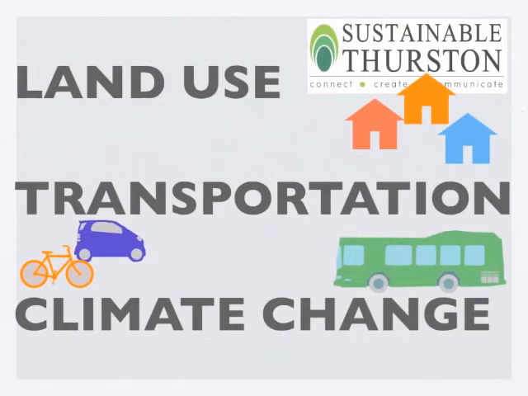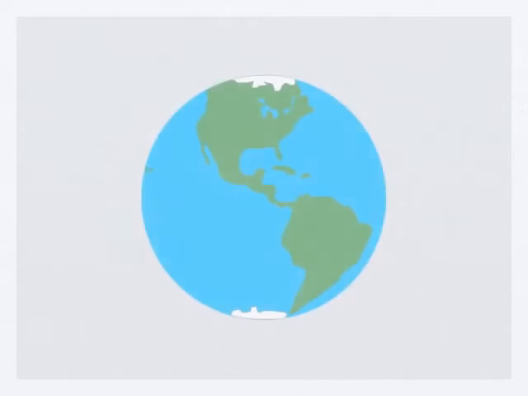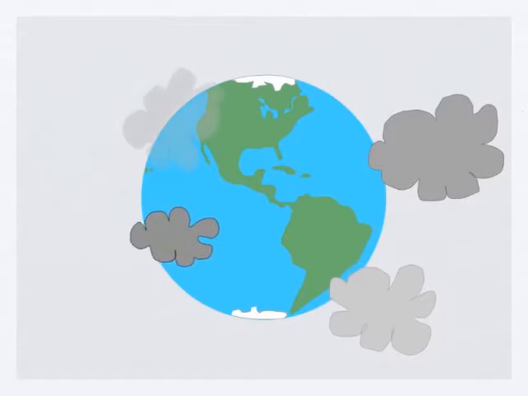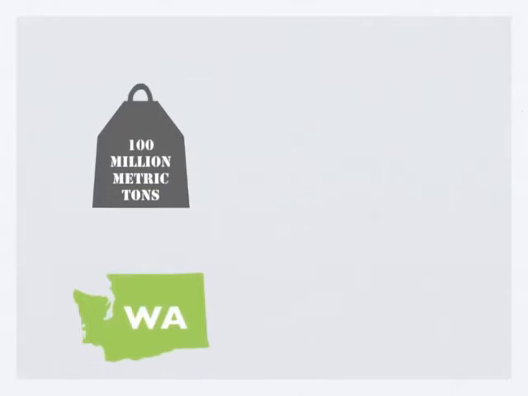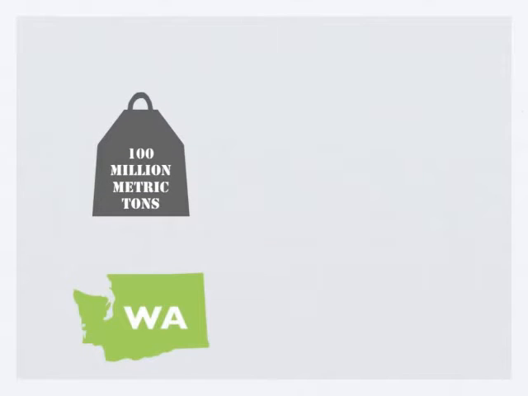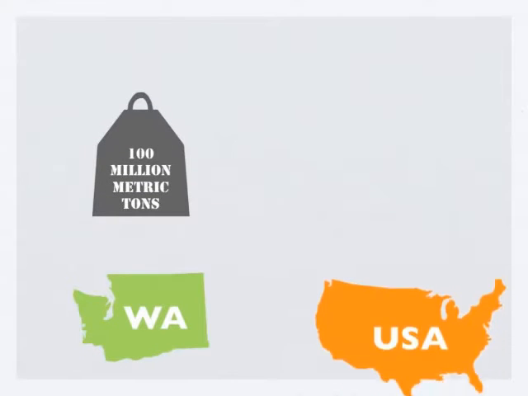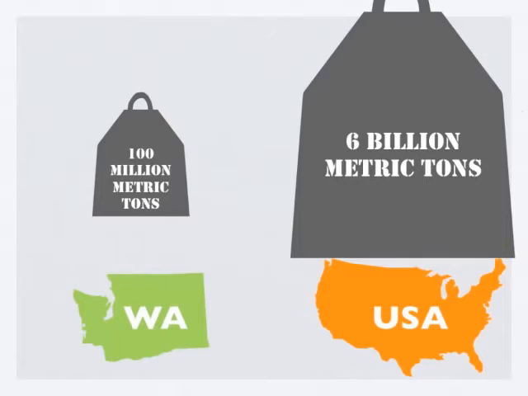People everywhere are responsible for creating greenhouse gas emissions, the cause of climate change. But we differ place to place in the amount we create and the sources that create them. Here in Washington State, we are responsible for 100 million metric tons of greenhouse gases annually. That's of the nearly 6 billion metric tons of total emissions released in the United States each year.